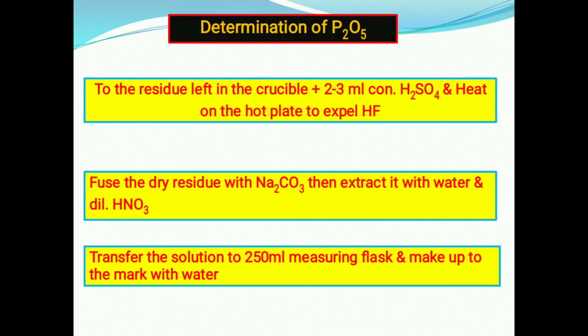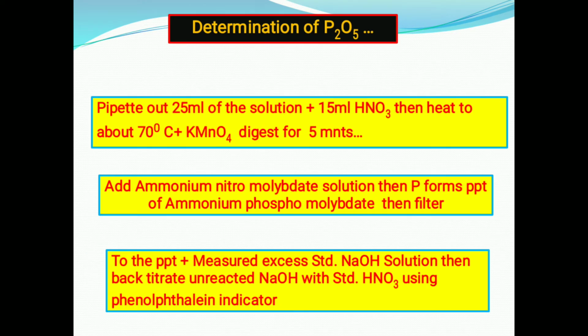Then extract it with water and dilute HNO3. After that, transfer the solution into a 250 ml measuring flask, that is a standard volumetric flask, and make up to the mark with distilled water. Then pipette out 25 ml of the solution obtained. Then add 15 ml HNO3, then heat to 70 degrees Celsius. Then add KMnO4 to this. Next, add ammonium nitromolybdate solution.